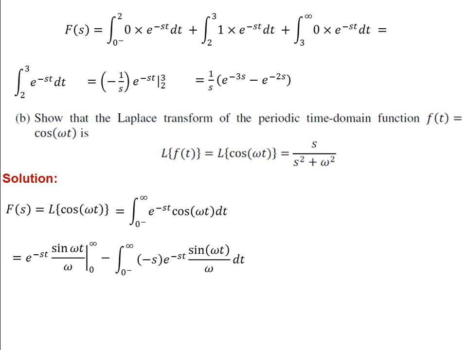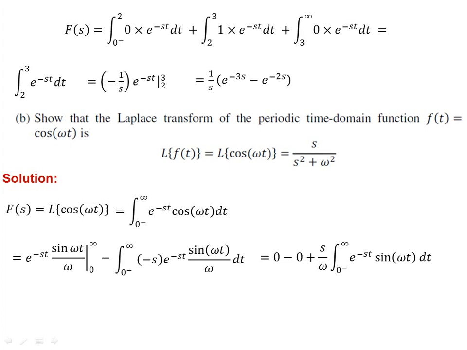If I substitute the initial and final values for the first part, I see that the value of this part is 0. So the remaining part will be the second integration. Since s and omega are constant, I can take out the s and omega. Minus will cancel out with this minus. So I have s over omega times the integration from 0 to infinity of e^(-st) sine omega t dt.